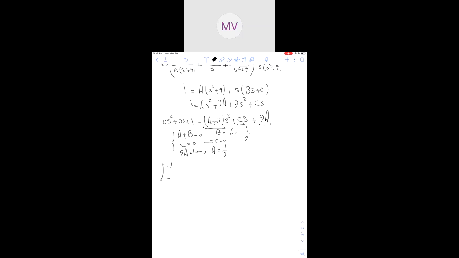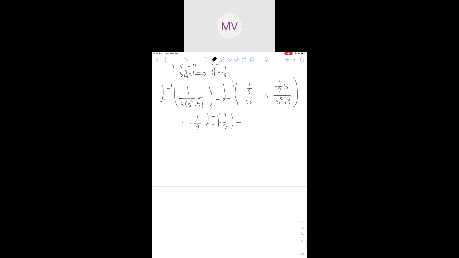So the Laplace inverse, initially we had what? 1 over s times s squared plus 9 equals the Laplace inverse. The first one was a, so it's 1 over 9 s, plus c ended up being 0, so we have bs. So bs is negative 1/9 s over s squared plus 9. Now we're ready. So it's going to be 1/9 Laplace inverse of 1 over s minus 1/9 Laplace inverse of s over s squared plus 9.